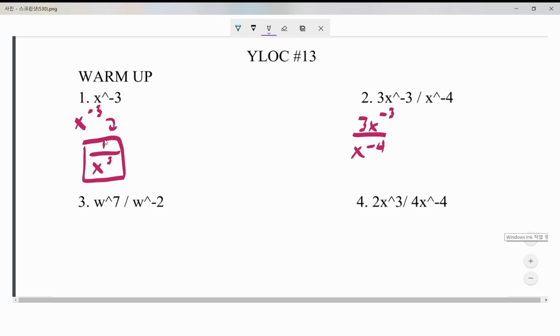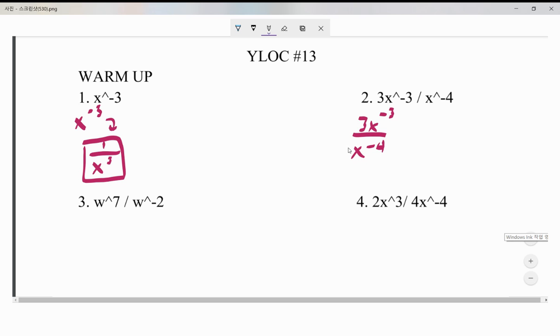We will start with some warm-ups. The first one is x to the power of -3. Since we don't know what x is yet, we're not going to do anything about that. We can't have a negative exponent, so we flip it over, so it's 1 over x to the power of 3, okay?